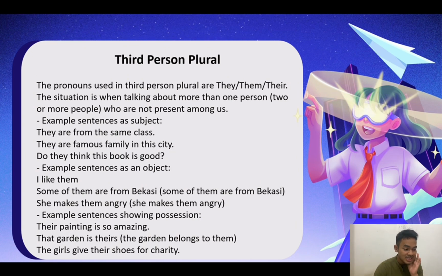She makes them angry. Example sentences showing possession. Their painting is so amazing. The garden is theirs. And the girls give their shoes for charity.